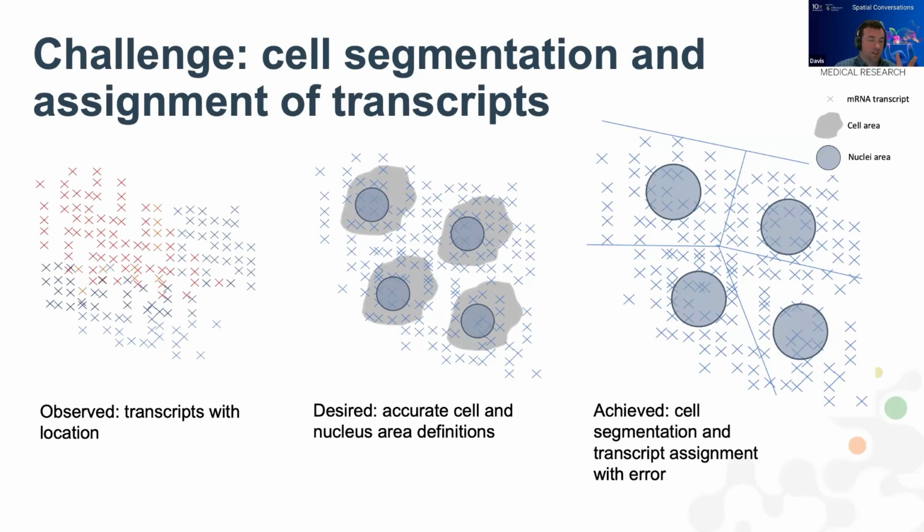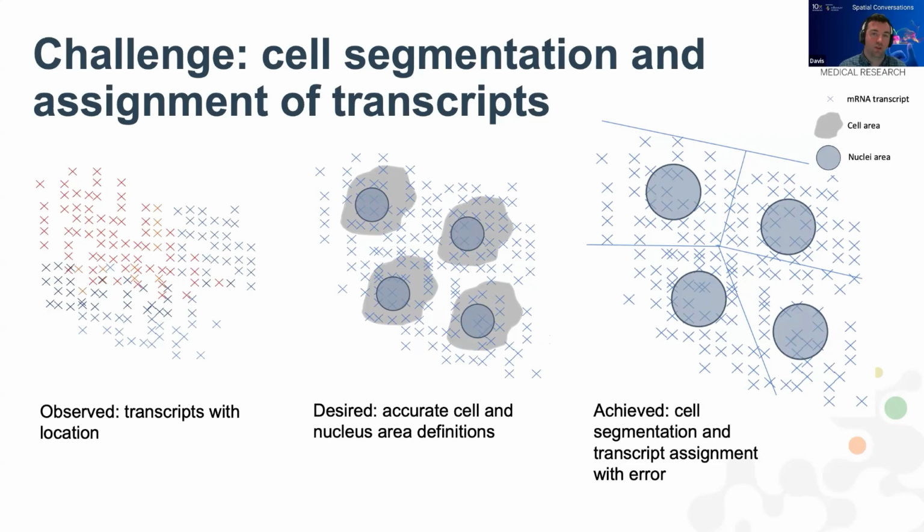And so we'd love to have that picture in the middle where the cell boundaries are very well defined, and we can very accurately make a call about whether a particular transcript belongs to this cell or that cell or no cell. But as I said, the segmentation as it stands is not perfect, and that leads to transcript assignment with some degree of error.